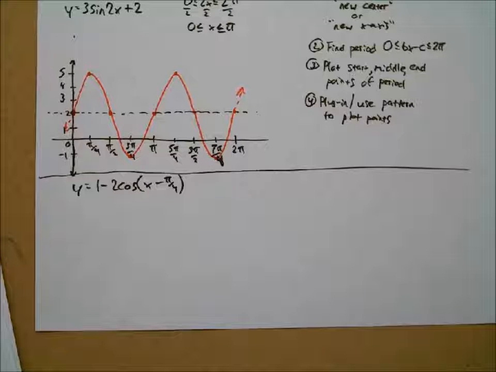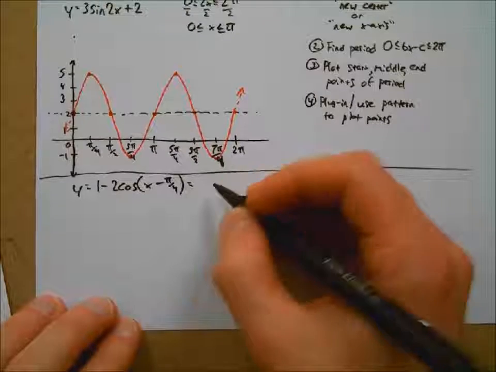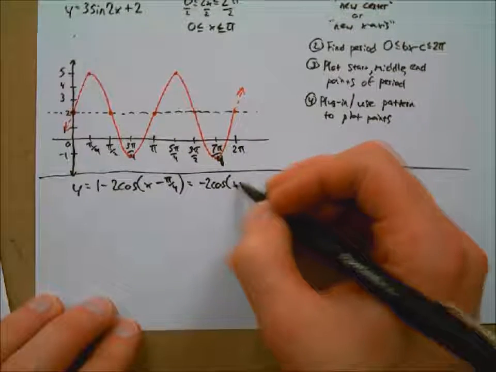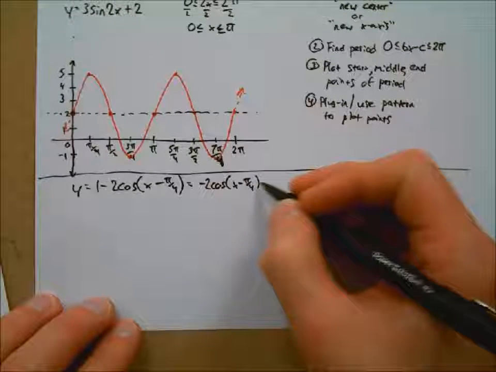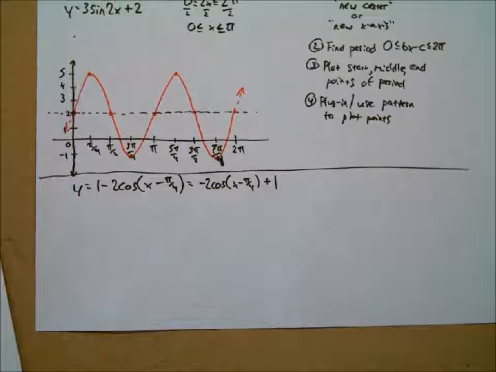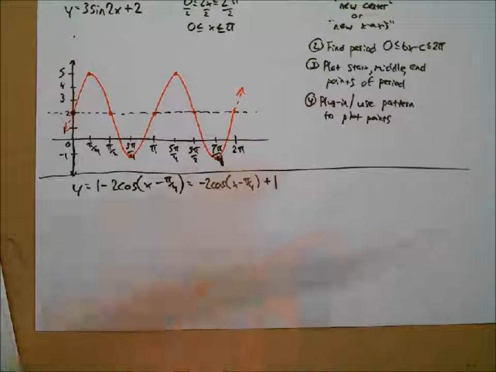Now, I'm not the biggest fan of the way this is ordered. I like to normally see the cosine function first and then the one. So if I wanted to flip this around, how could we rewrite this? If I wanted the cosine first, it would be negative 2 cosine of x minus pi over 4, and then what would be out here? Yeah, plus 1 like that. Isn't that the same thing? So I rewrote it like that just to be helpful here.